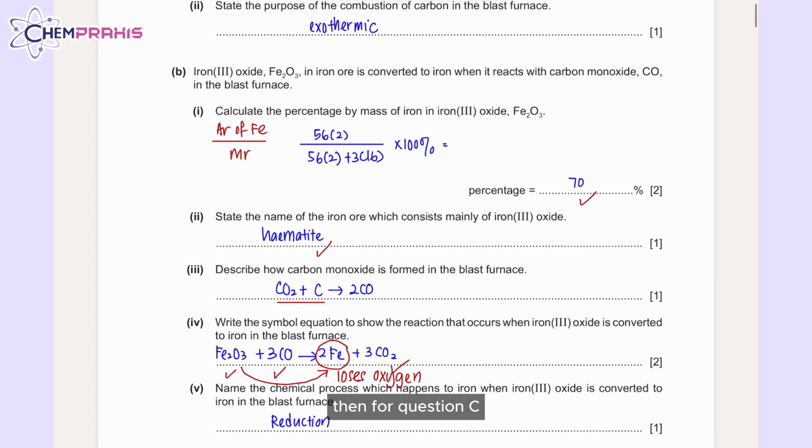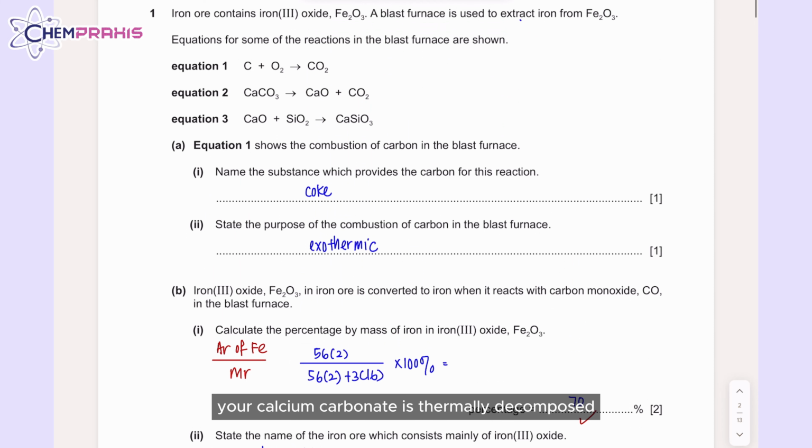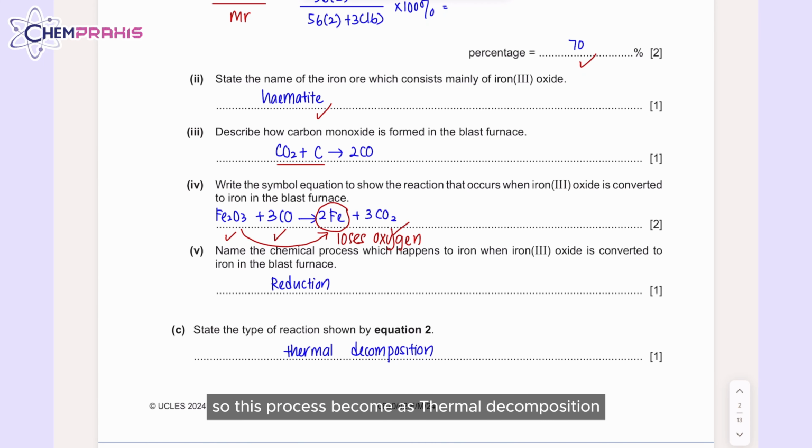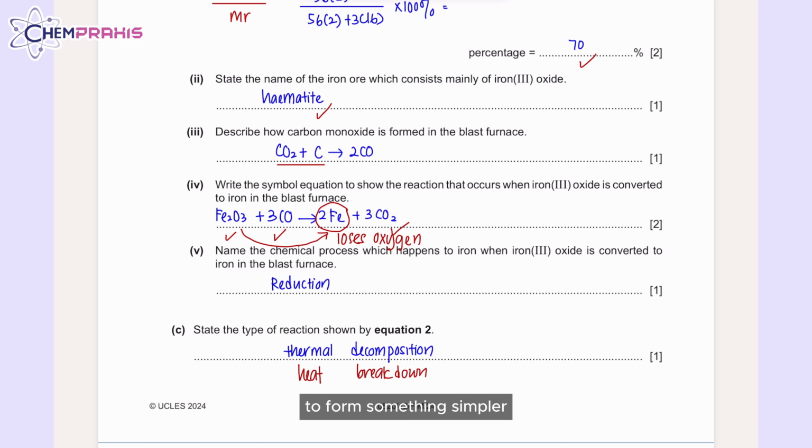Then for question C, state the type of reaction shown by equation 2. For equation 2, your calcium carbonate is thermally decomposed to form calcium oxide and carbon dioxide. So this process we call thermal decomposition, which means that you are using heat in order to break down a compound to form something simpler.